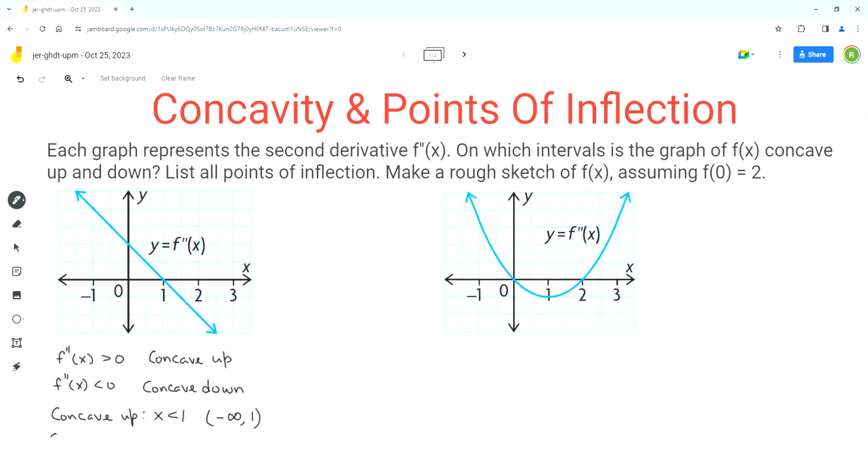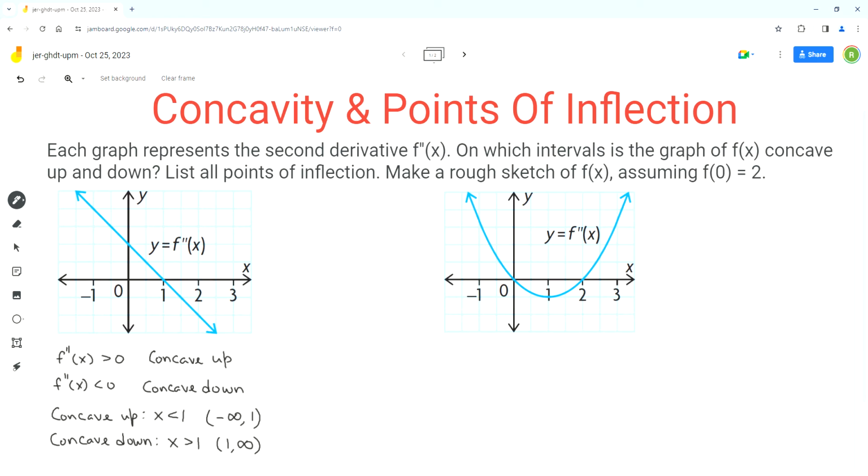Now we can write the interval for concave down. That's the interval over which the graph of the second derivative is below the x-axis, and that's to the right side of x equals 1. So the interval is x is greater than 1, and in interval notation we can write it as 1 to positive infinity. So we are done with the first part.